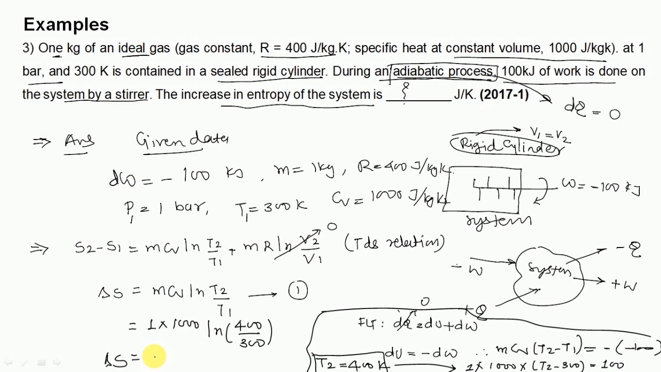If you calculate, then the value comes around 287.68 kilojoule per kg into Kelvin. Sorry, here it is not kilojoule, it is joule per kg into Kelvin. So this is my final answer for this problem.